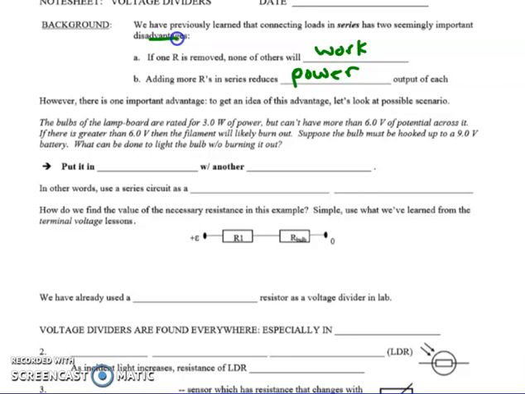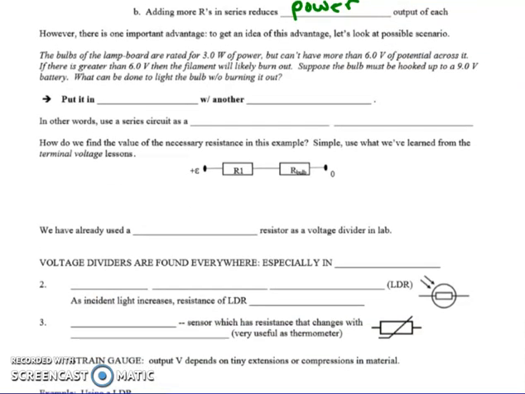To get an idea of that important advantage, let's look at a possible scenario. Let's say I have a bulb for those lamp boards that's rated for 3 watts of power. There's my P. And I can't have more than 6 volts of potential across it. In other words, it's designed to get 3 watts of power when it's plugged into a 6-volt source. However, I don't have a 6-volt source. I have a 9-volt source. How can I light that bulb with a 9-volt source without blowing it out?